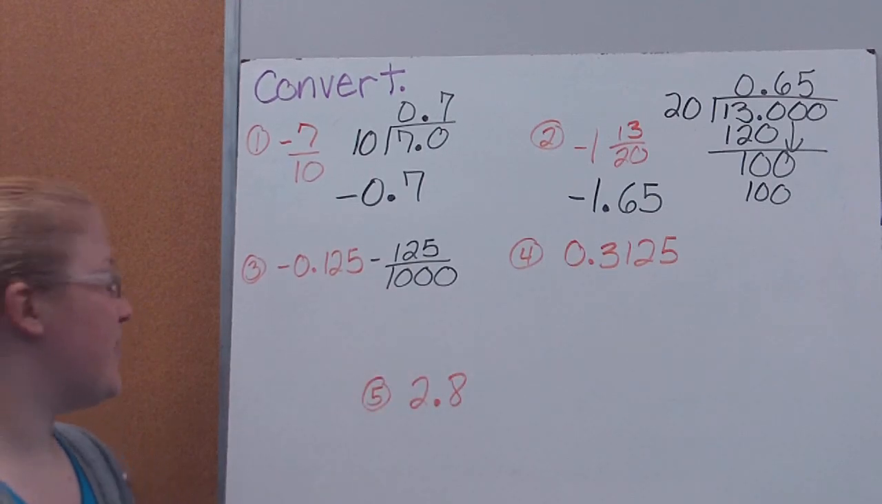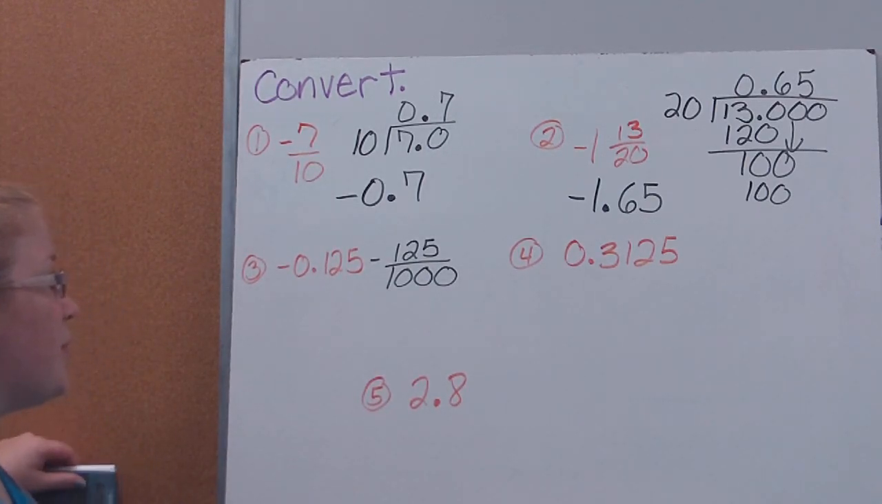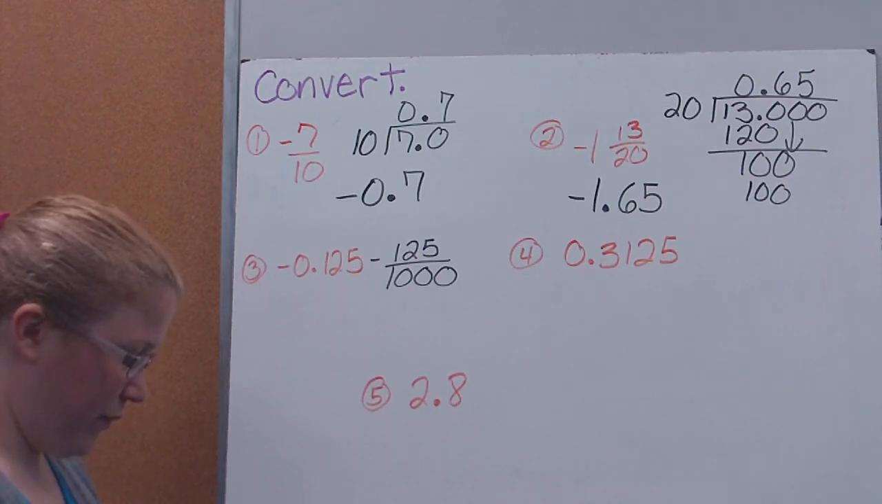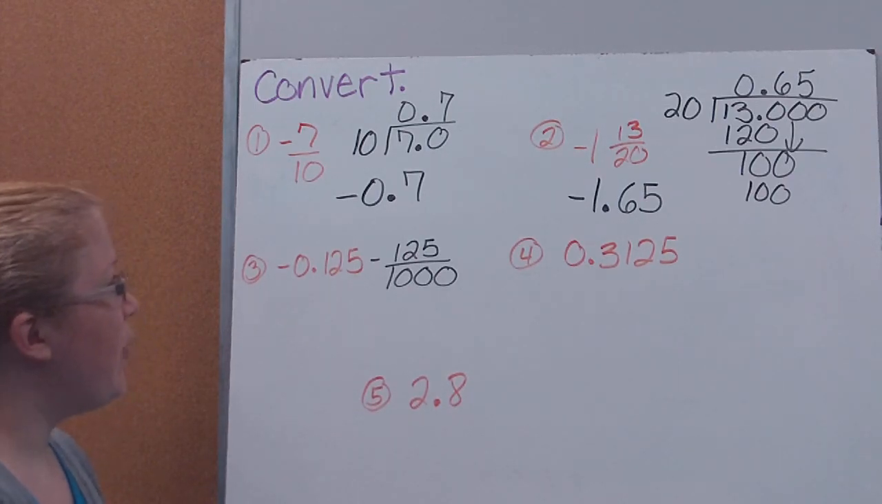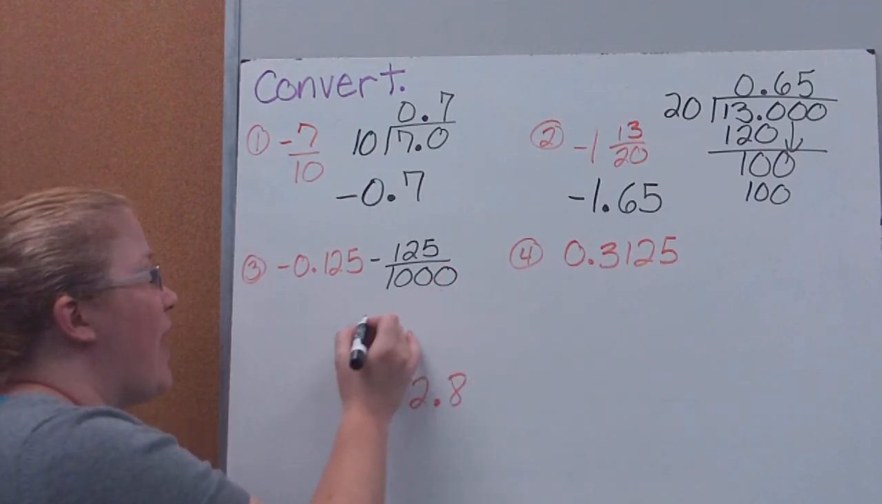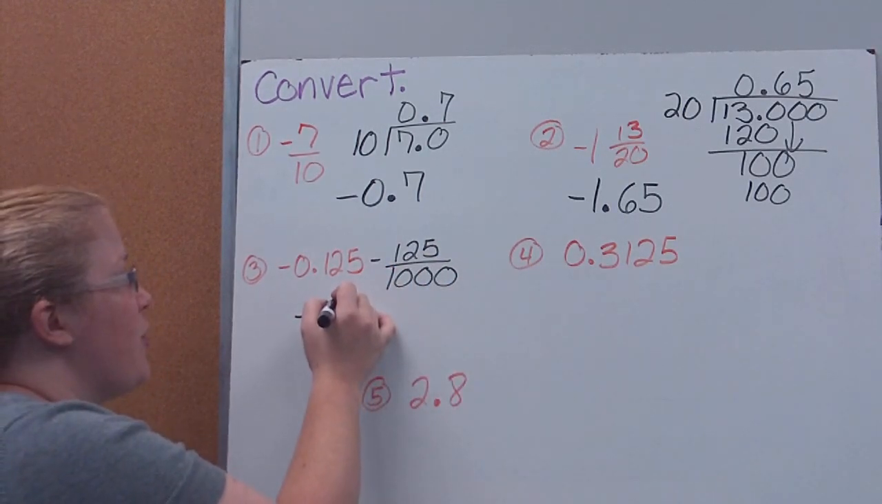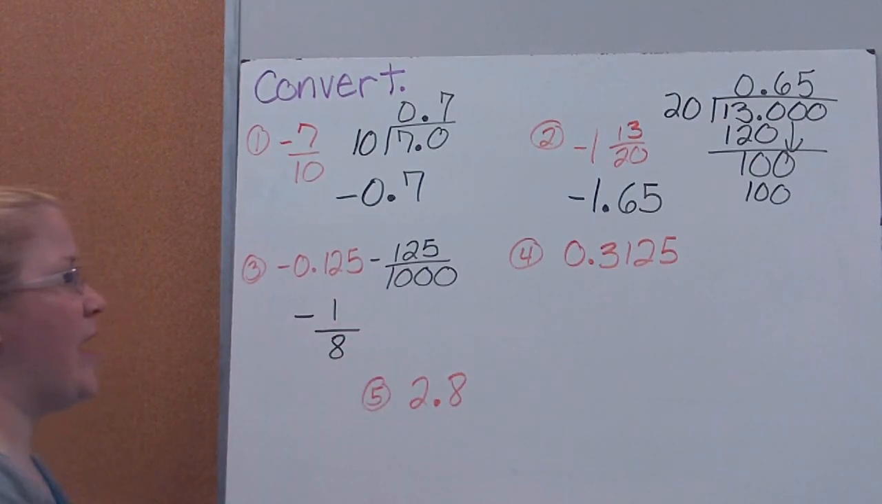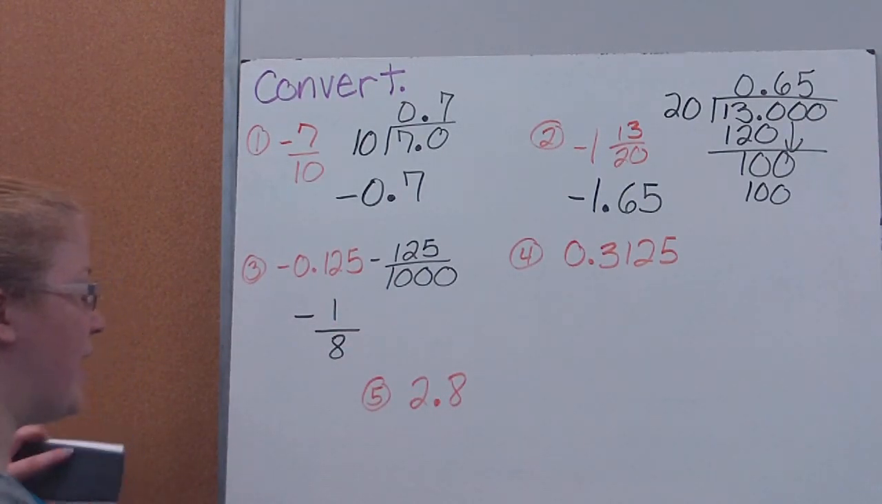This, however, I notice is not in lowest terms. So we're going to want to reduce it. These are both divisible by 125, actually. 125 will go into itself once, and it will go into 1,000 8 times. So I have negative 1/8.